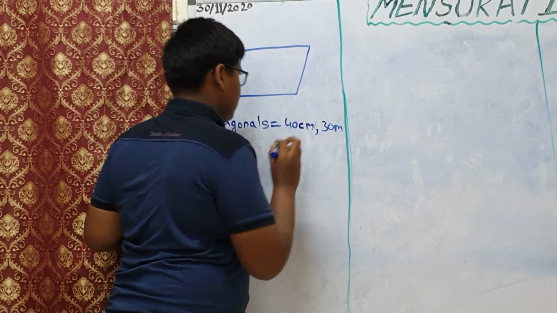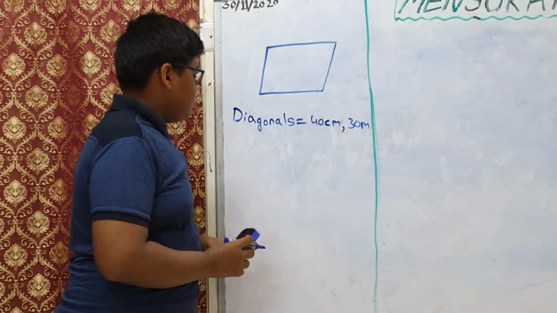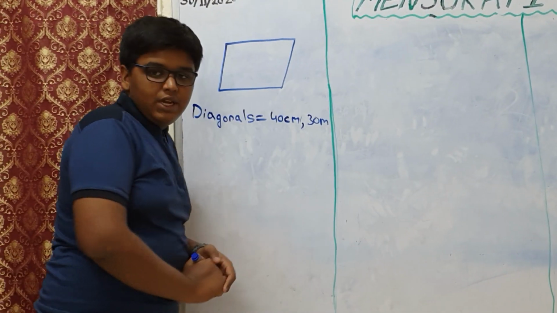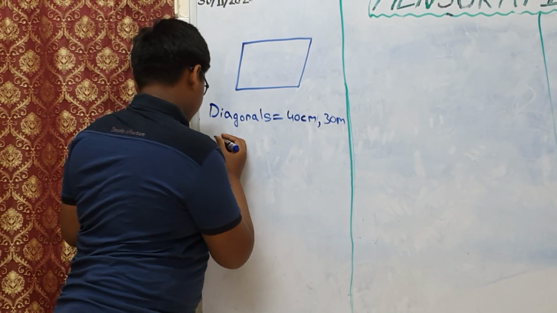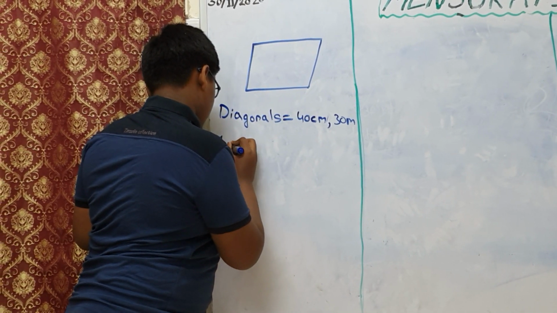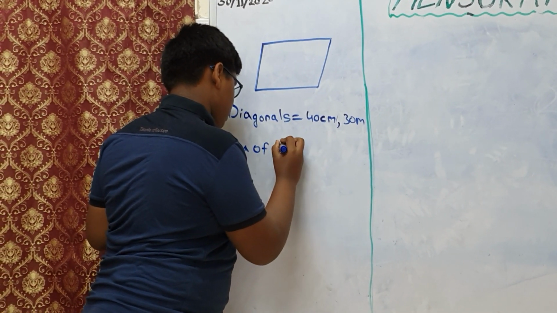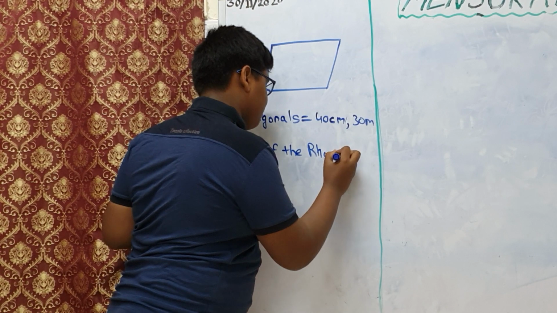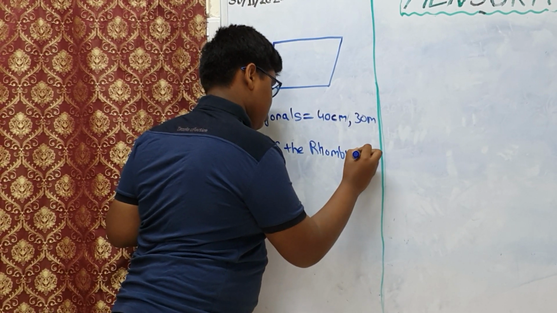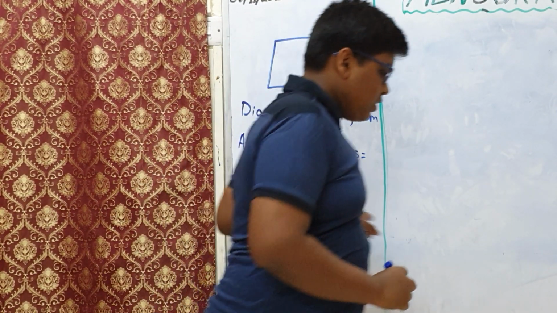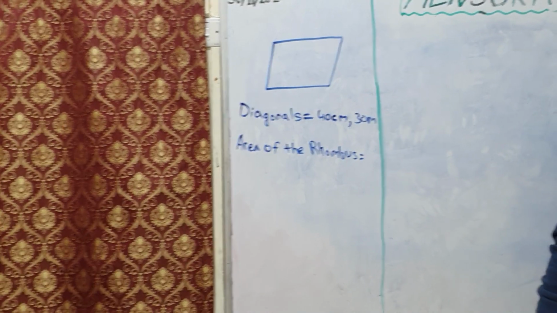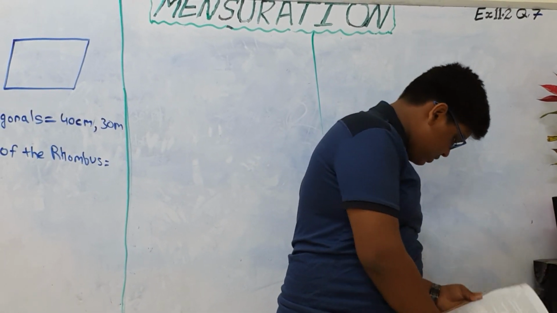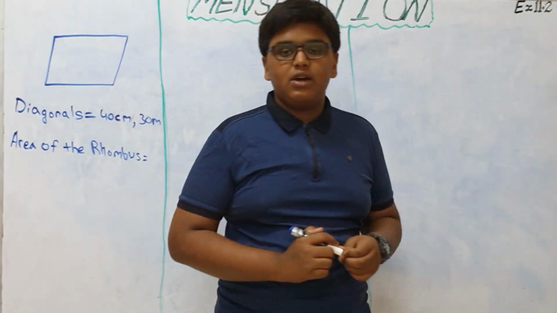Now these both are the diagonals. Now what they are asking is the area of the rhombus, the area of the tiles. Area of rhombus is equals to, I'm going to write here. Now what they have given us in the question is 3,000 tiles.